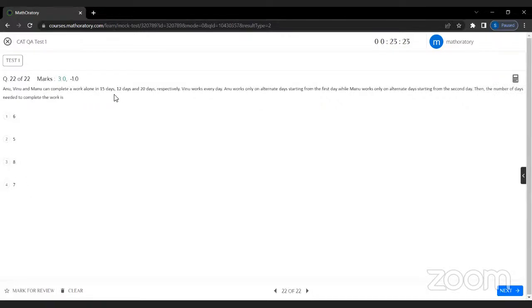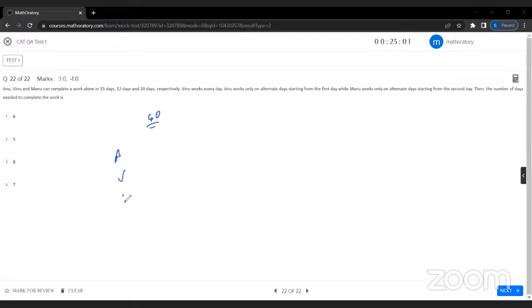A, B, M 15, 12, 20. Vinu works every day. Anu works on alternate days starting from the first day. Manu works alternate days starting from the second day. Okay. So Vinu Anu and Vinu Manu, ऐसे काम हो रहा है. Then number of days period. Okay, fairly simple. So 15, 12, 20, 60 ले लेता हूँ total work.